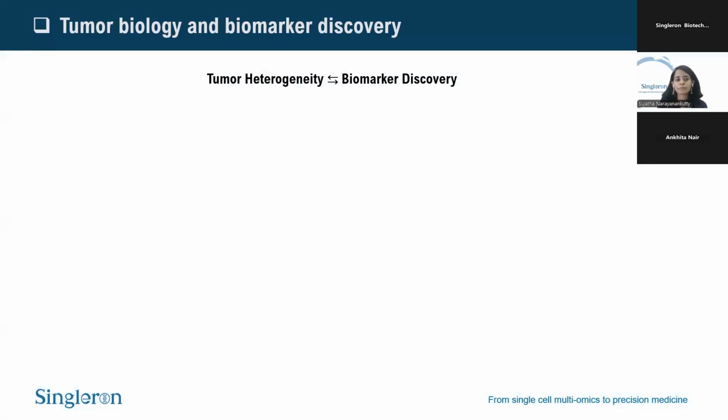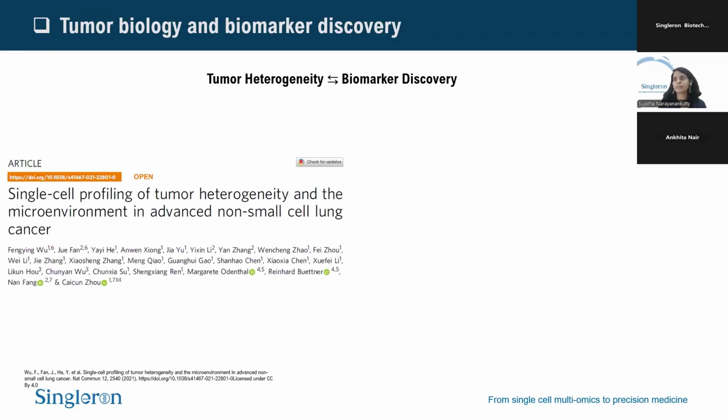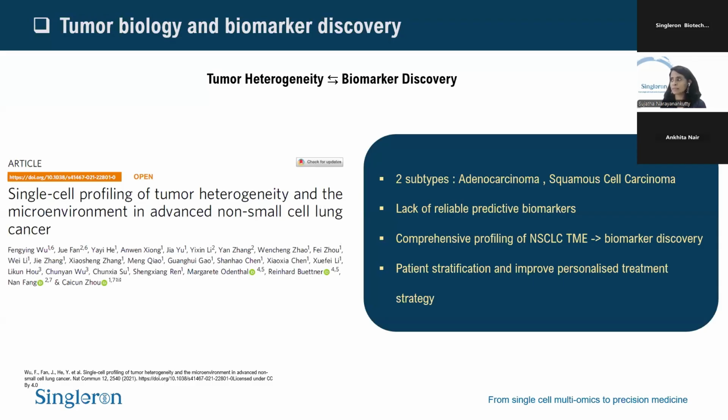Right, so I've put tumor biology and biomarker discovery together, so we can see how you need to understand one before you find the other, and then we can use this example. This is a study looking at the tumor heterogeneity and the microenvironment of advanced non-small cell lung cancer. In this scenario, the disease has two subtypes, adenocarcinoma and squamous cell carcinoma. These two are histopathology distinctions, but there are no reliable predictive biomarkers.